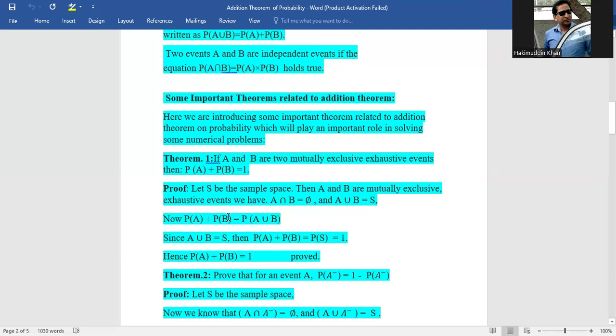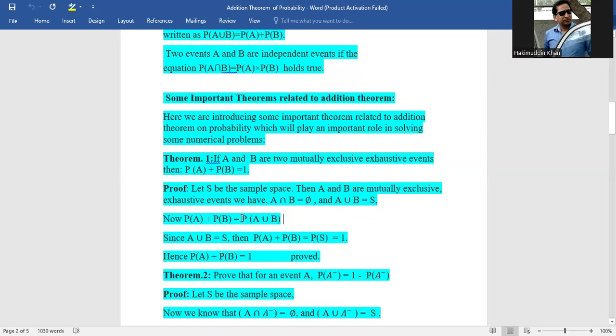So now P of A plus P of B is equal to P of A union B. Simple formula, you know that. So since A union B is equal to S, look here, A union B is equal to S, then P of A plus P of B is equal to P of S equal to 1. Why is this equal to 1? Because P(A) plus P(B) is equal to 1. Hence, P(A) plus P(B) equal to 1. We proved it. Okay. Look ना, simple है यहाँ पर.